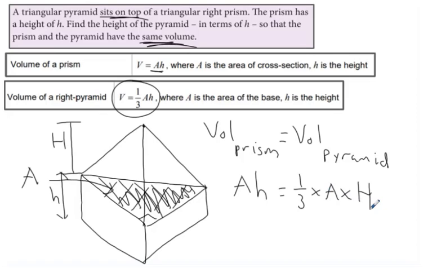So then we just need to solve for big H. We're going to multiply everything by 3, and actually we can divide through by A as well. If we multiply by 3, that says 3 little h equals big H, which means the height of the pyramid in terms of h is 3h. So it has to be 3 times as high as the height of the prism in order to have exactly the same volume in this layout where it's sitting on top of it with no gaps.